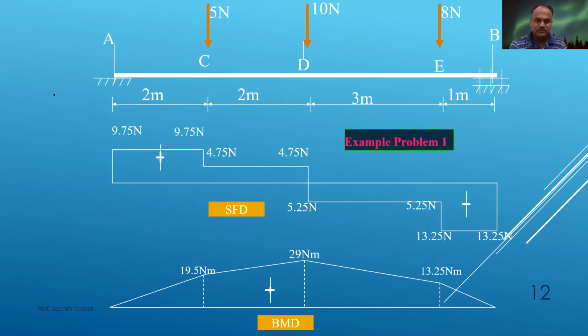This was the simple case, so your bending moment was completely on the upper or positive side. This is the combination of shear force and bending moment diagram. You will see 9.75, 9.75, 4.75, 5.25, 13.25 and 0. This is the SFD, and this is the BMD: 19.5, 29, 29 and 13.25 Newton meter. Keep this unit in your mind, because for shear force it is Newton and for bending moment it is Newton meter. That you have to remember.